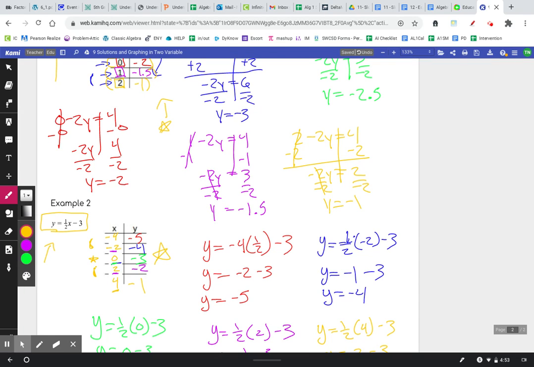We like to pick small, convenient numbers, paying attention to whether we have things like fractions or decimals, where we can avoid some of those as well.